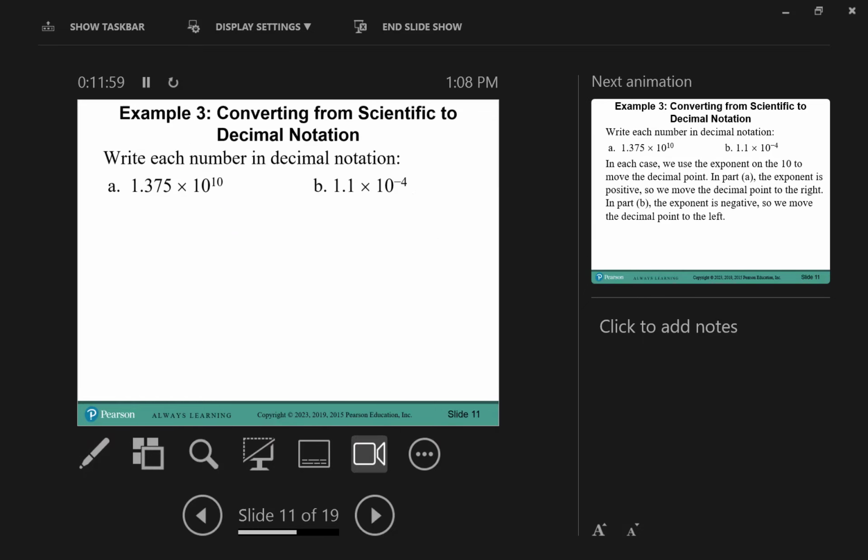So let's take a look here. Write each number in decimal notation. We can go back and forth between these two. 1.375 times 10 to the 10. This is telling you how many places to move. It's positive, so it's a movement to the right.